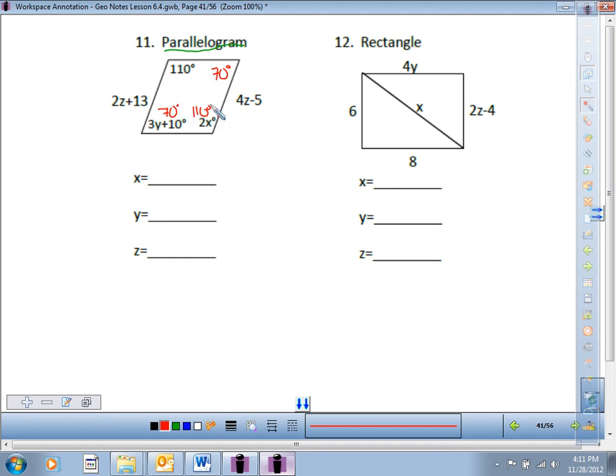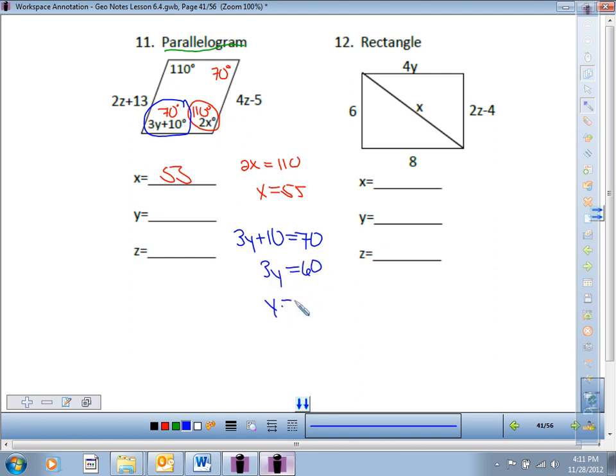Now because of that, there's one equation right there. 2x equals 110, divide by 2, and x is 55. The other equation we have right off the bat is that this angle right there should be 70, so 3y plus 10 equals 70. Subtract 10, you get 3y equals 60. Divide by 3, y is 20.